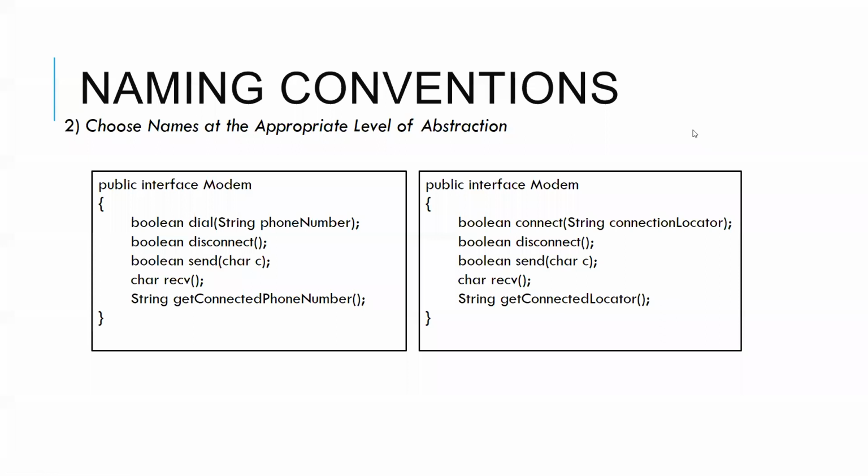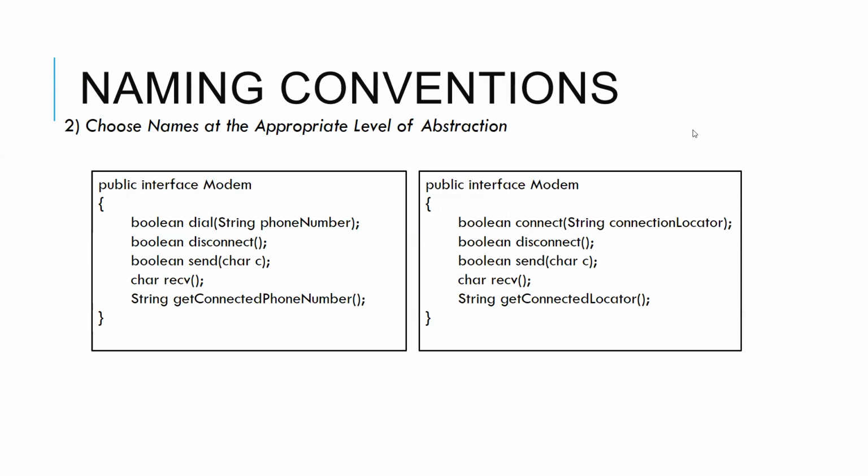The next tip that I have to share with you is regarding choosing names at the appropriate level of abstraction. Let's assume you're defining the interface for a modem. On the left-hand side of the code, there is an interface defined called Modem, and a function called dial, which takes a string phone number. Then it has a function to disconnect, another function to send data, another to receive data, and another function to get the connected phone number.